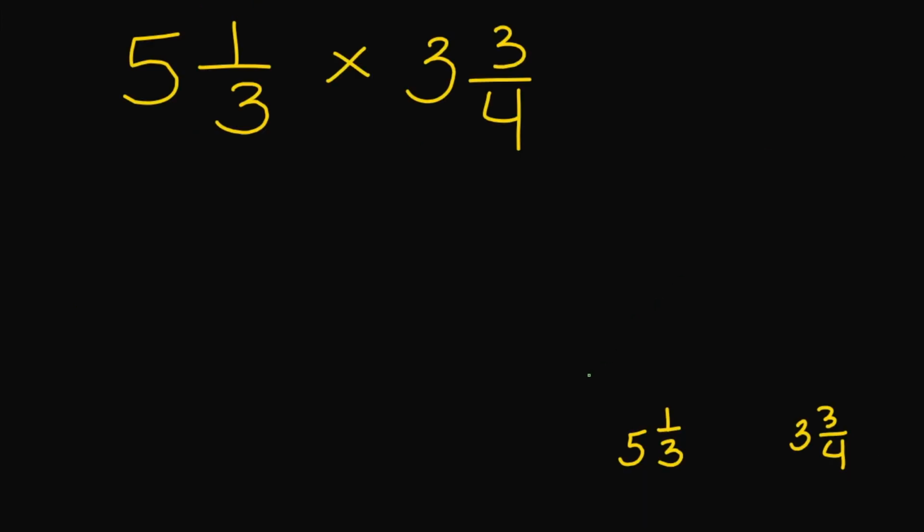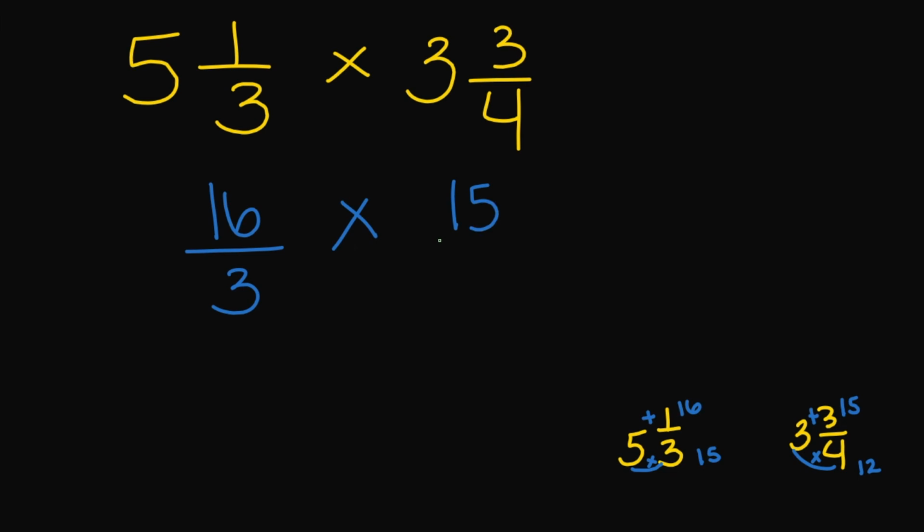So let's try this example. We're going to go ahead and turn these into improper fractions. 5 times 3 is 15, plus 1 is going to be 16. So our improper fraction is going to be 16 over 3. Times 3 times 4, this is going to give us 12. Plus 3, this is going to give us 15. So as an improper fraction, we have 15 over 4.